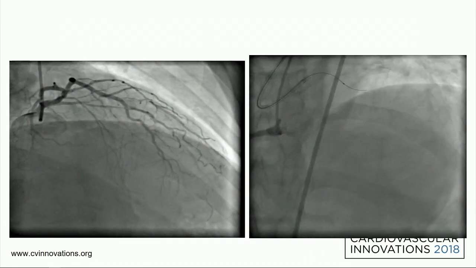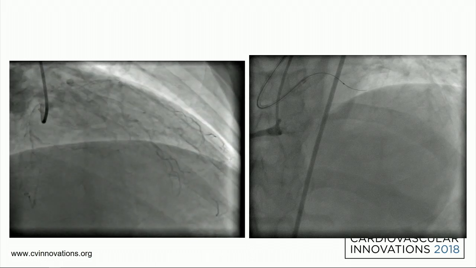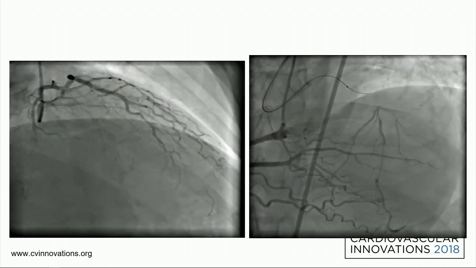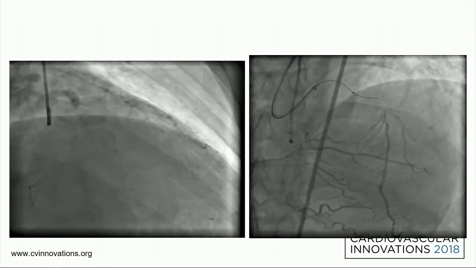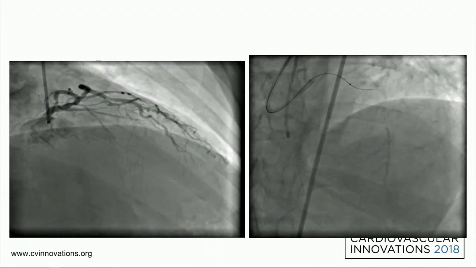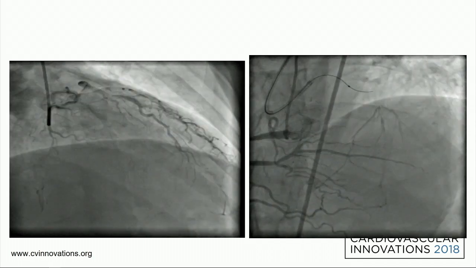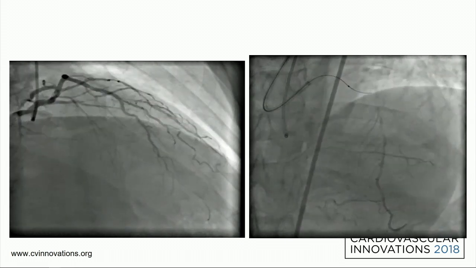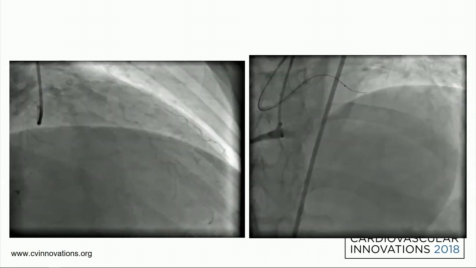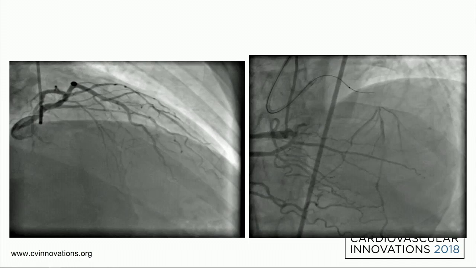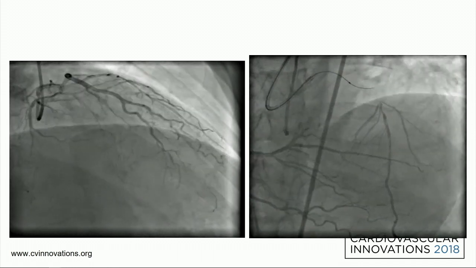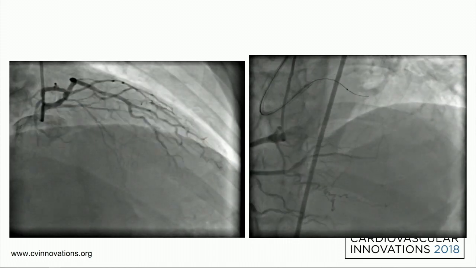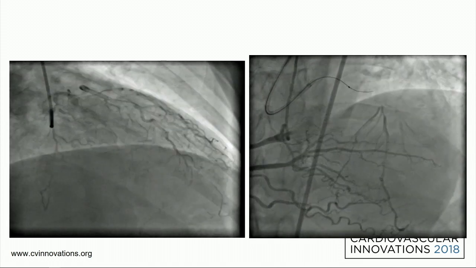And then we decided to go and tackle the CTO at the same sitting. We used a 7 French EBU 3.5 guide. We got a radial access, and then we cannulated the RCA, and we kept doing retrograde injection to make sure our wire was in the proper position. The main difficulty in this case was that this artery had a curious 90-degree turn here, and it was very difficult to turn this wire down here.